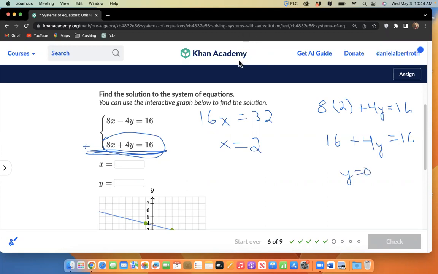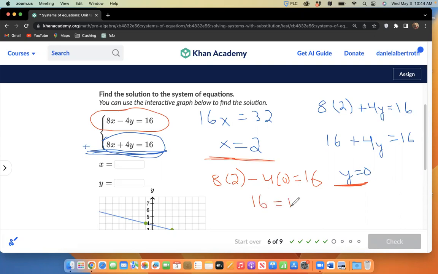I will check that. Let's check it in the top equation, and check if (2, 0) works. So if x is 2, that's 8 times 2, minus 4 times 0 equals 16. And that's correct. 8 times 2 minus 4 times 0 is 16 minus 0. 16 equals 16. So I get a good solution there. x is 2, and y is 0.